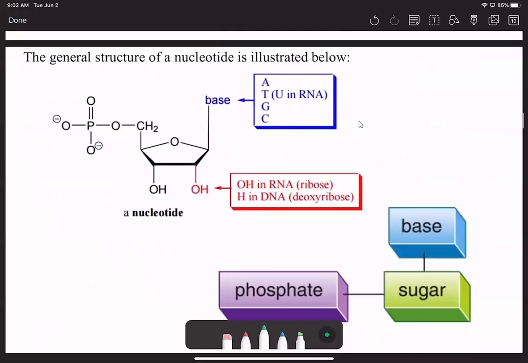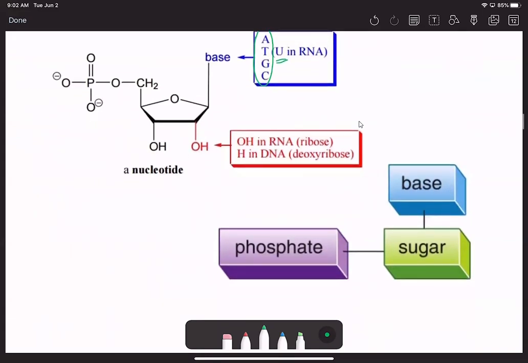All right, so we have a general structure of nucleotides then, right? And what makes each nucleotide different are these individual bases. And that's what makes up the difference in these nucleotides. So here, what makes them different is just the base.